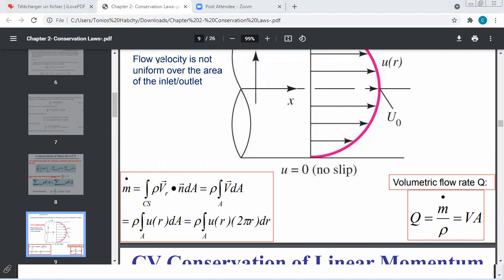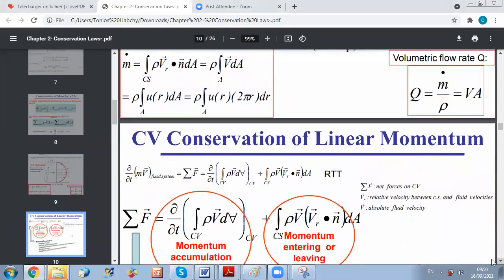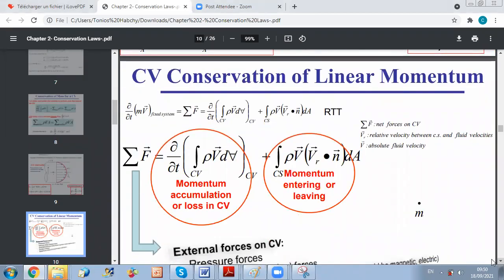So until here, we have considered applications for the continuity equation. This is the first conservation law, which is the continuity equation. Now we will move to another very important conservation law, which is conservation of linear momentum. And conservation of linear momentum will be used a lot in fluids.